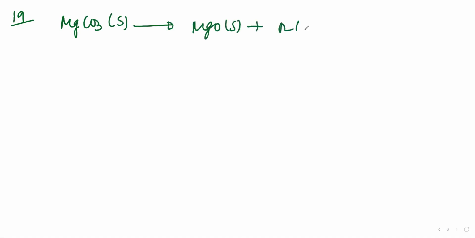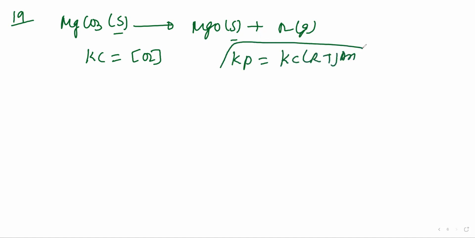Now see question number 19. When magnesium carbonate dissociates, it forms magnesium oxide solid plus O2 gas. So this is in the solid state, this is also in the solid state. Which one is the correct expression, right? For the equilibrium constant, solid is not considered. So it is directly the concentration of O2 that will be there, right? And we have to find Kp. So Kp is nothing but Kc into RT raised to delta n. So remember this formula, the relation between Kp and Kc.